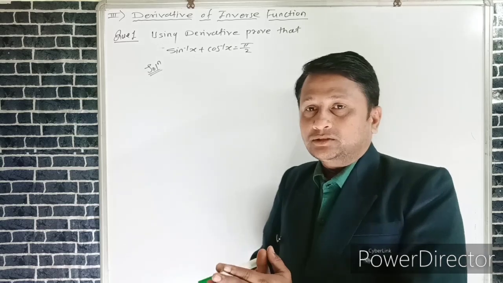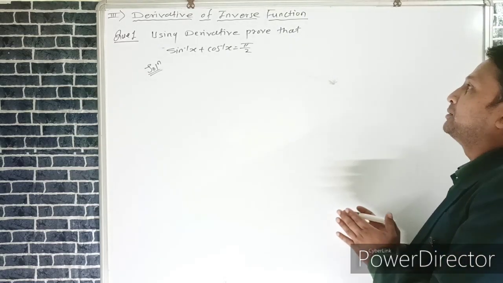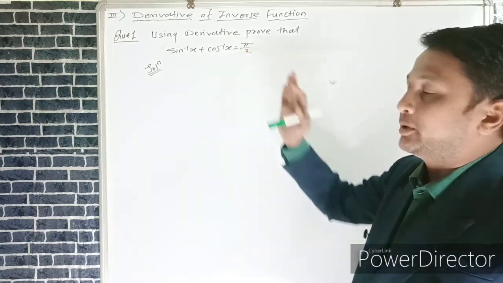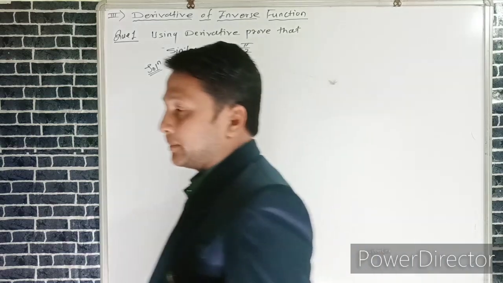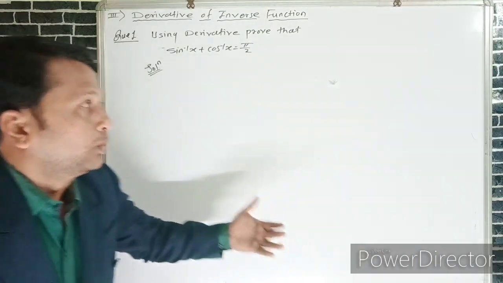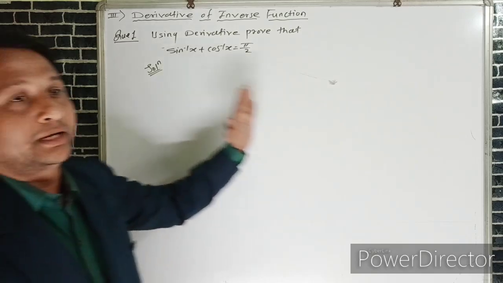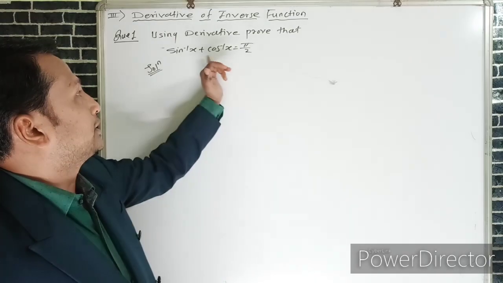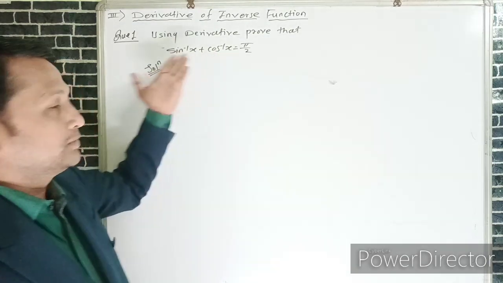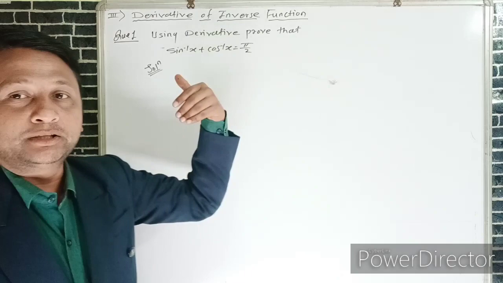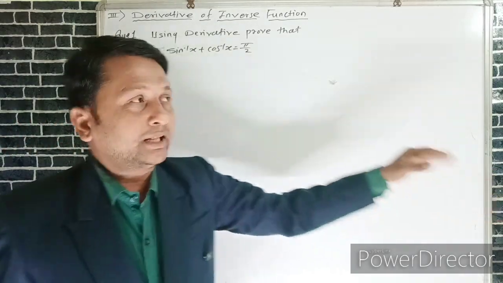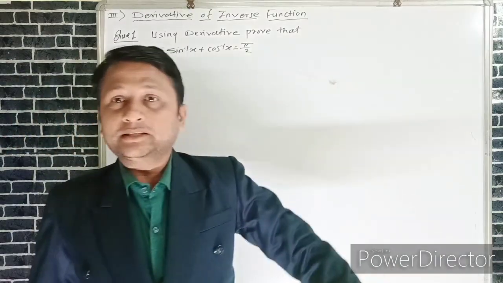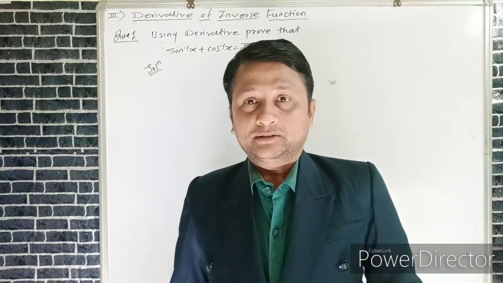There is question number one: using derivative, prove that sin inverse x plus cos inverse x is equal to pi by 2. Here one equation is given and we have to prove left hand side is equal to right hand side. In this equation, sin inverse x plus cos inverse x is the left hand side and pi by 2 is the right hand side. If we take the left hand side, we can prove the right hand side, or if we take the right hand side, we can prove the left hand side.